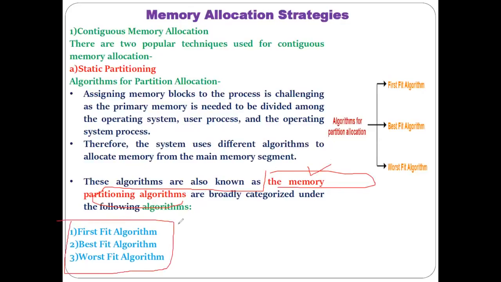In the case of memory partitioning, there are three algorithms related to it, and we are going to discuss those three algorithms. First is the first fit algorithm, then the best fit algorithm, and third the worst fit algorithm. As you can see here, for partition allocation of the process, first fit, best fit and worst fit algorithms are there. So let's see the algorithms one by one.